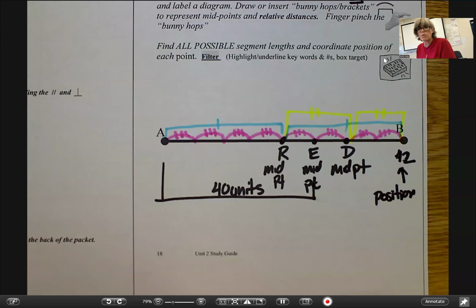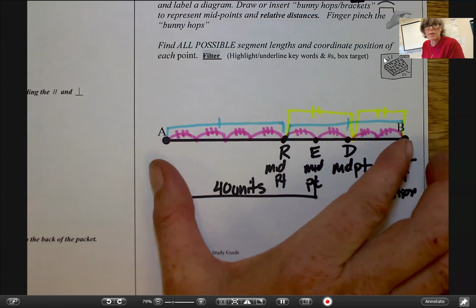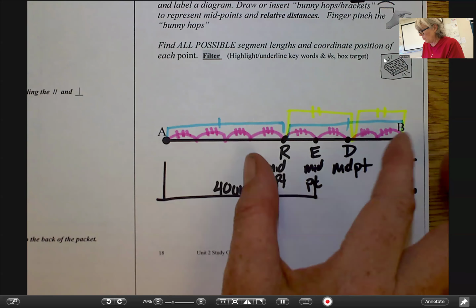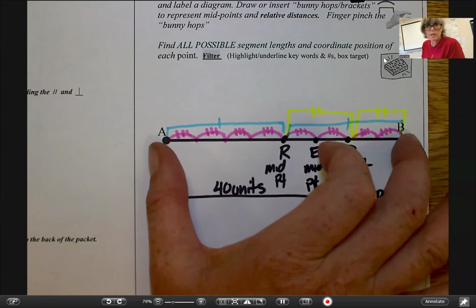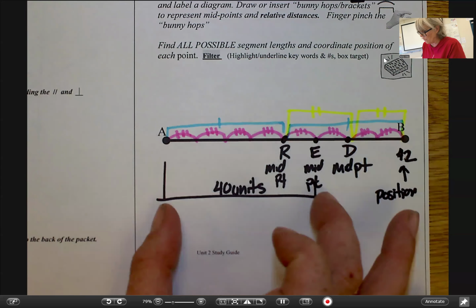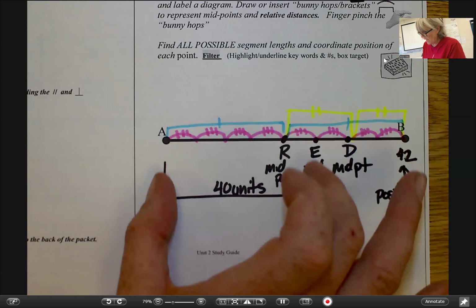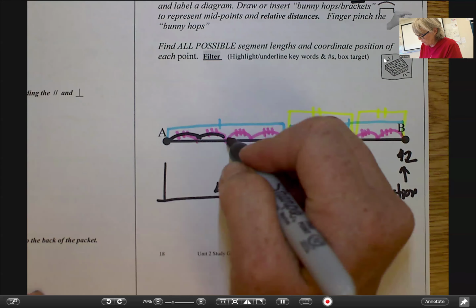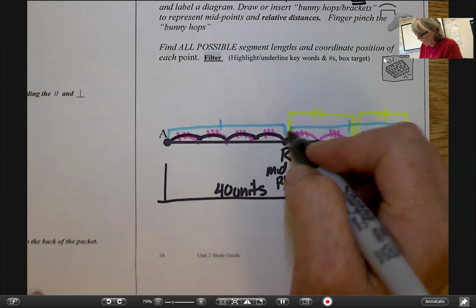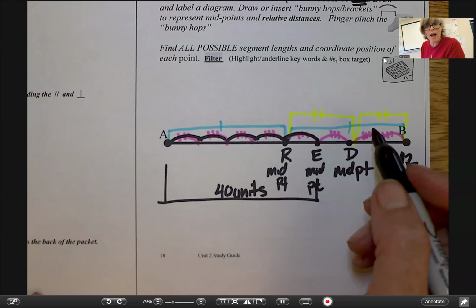So let's look at what you have here. The entire length consists of 8 bunny hops. The only distance we're actually given is this 40. So bring it up. Do you see that 40? That 40 has 1, 2, 3, 4, 5 equal slices, 5 equal pieces.